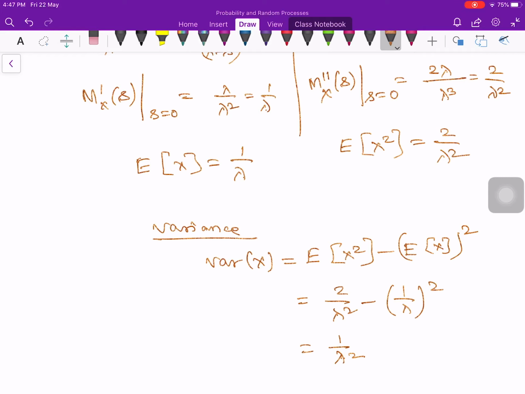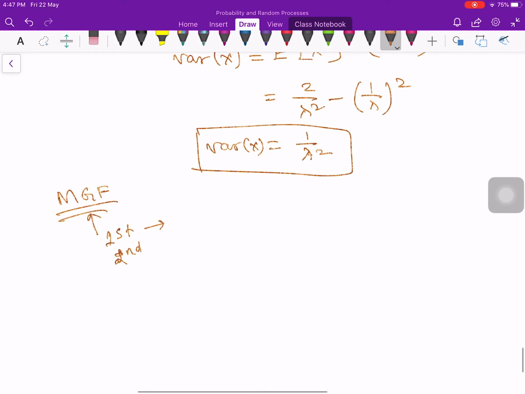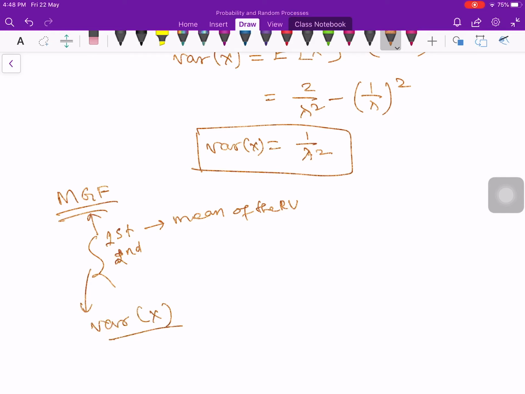So this is the variance of x. In this lecture I have worked out some problems based on the moment generating function. The MGF is given, and using the MGF we found the first order moment and second order moment. The first order moment is nothing but the mean of the random variable, and using the second and first order moments we calculated the variance of x. So variance of x is the second order moment mu2 minus the first order moment mu1 squared.